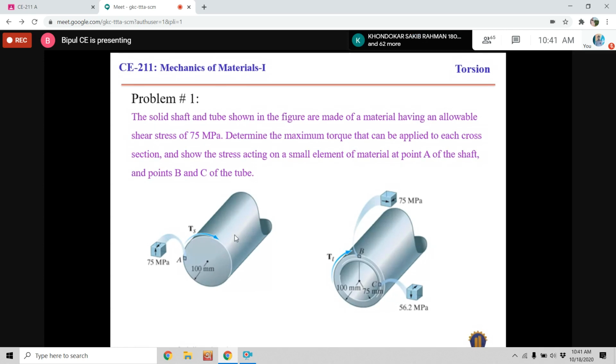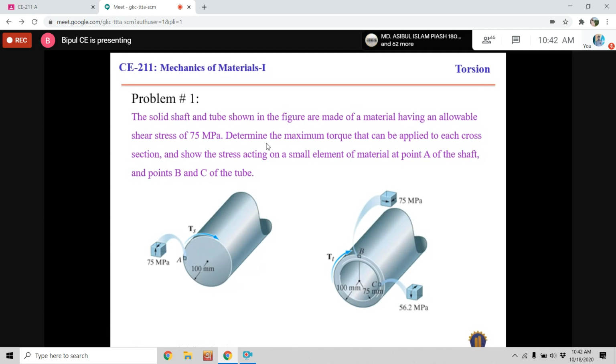Actually, there are two shafts. One is a solid shaft, another one is a hollow shaft, and these two shafts are made from the same material. Probably it is aluminum, and the allowable shear stress of the material is 75 MPa. 75 MPa means 75 times 10 to the power 6 Pascal. Pascal means Newton per meter square.